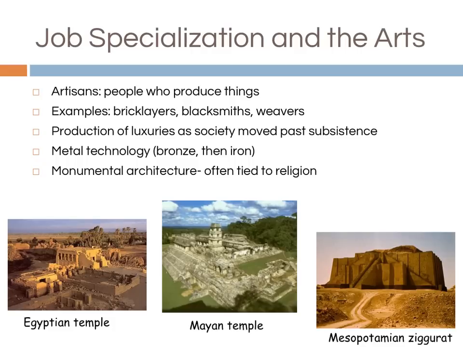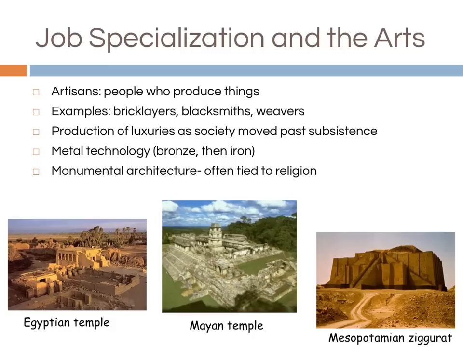Also, once we have job specialization and we start to have civilization, we have the production of luxuries as society moves past subsistence. So subsistence, remember, is just having enough for survival. Like if you talk about subsistence farming, it's just farming enough to feed your family. Now that we have a stable food source and there's a lot of food to go around generally, people can spend time making things that we don't even need to survive, that are just things that we want, like say jewelry made out of precious metals or precious stones. And so that also increases social stratification, or defines the different social classes, because people who are wealthy and can afford those things now have a higher status than people who are poor and cannot afford those things.